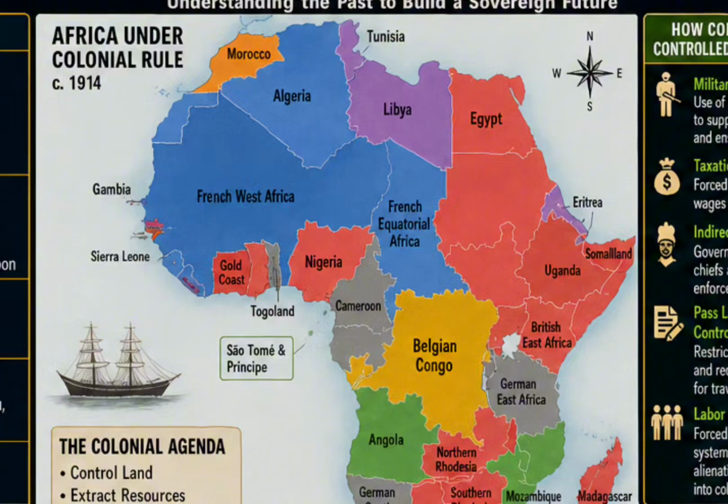Breaking this legacy requires structural transformation, industrialization, regional integration, technological sovereignty, and institutional reform. Ultimately, colonialism did not just exploit Africa, it reshaped its economies into dependent systems. The challenge today is transforming that inherited structure into one of self-reliance and sustainable development.